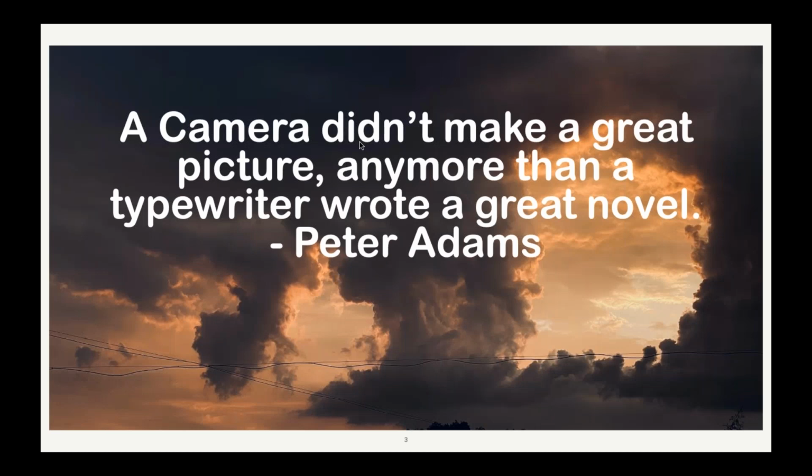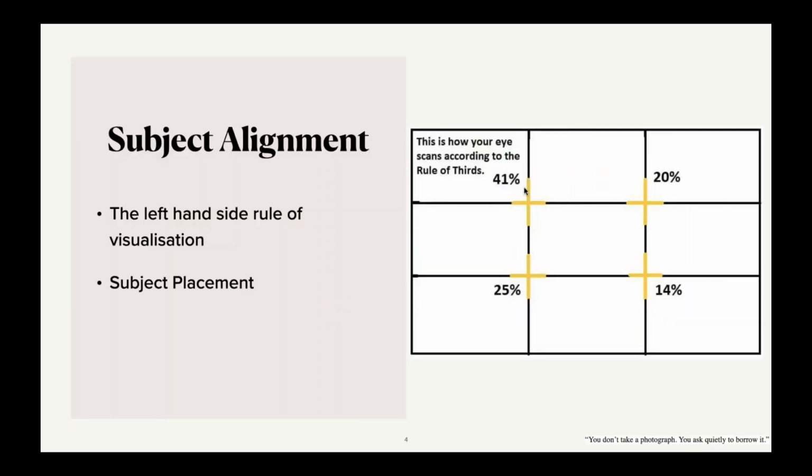I can quote Peter Adams, that a camera didn't make a great picture any more than a typewriter wrote a great novel. So what does this say exactly? It says that it is not the camera, but the photographer who matters for the photo to become better and more creative. It's the perspective of the person who is clicking the photo which matters other than the camera he uses. Okay. So let's go ahead and start with the first topic, which is subject alignment.